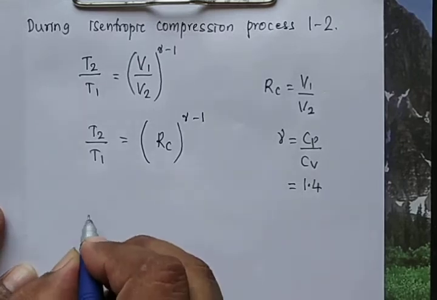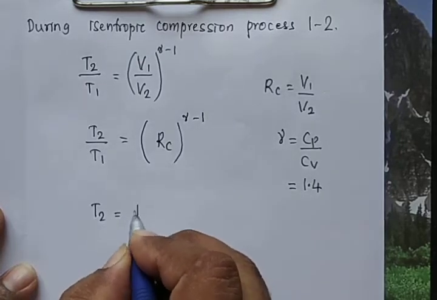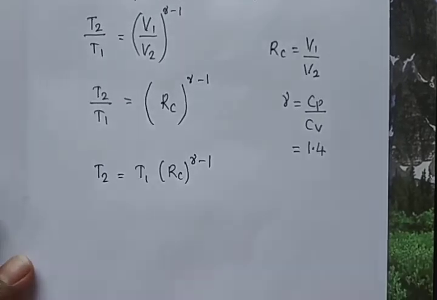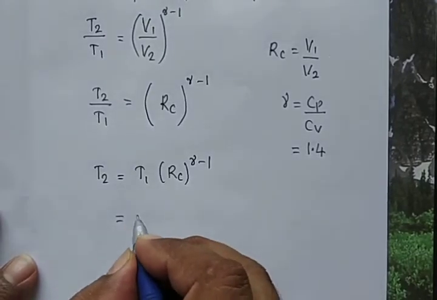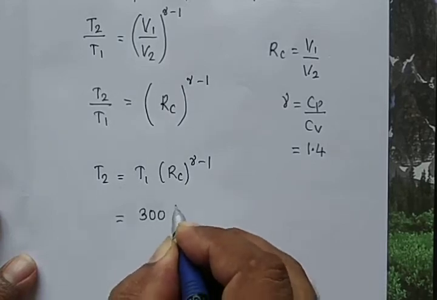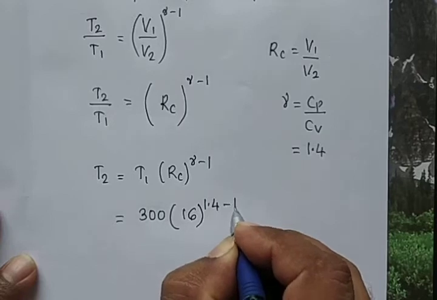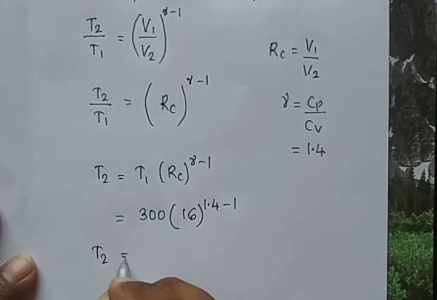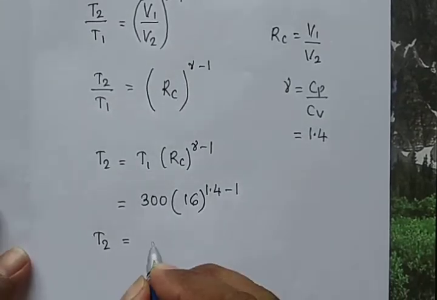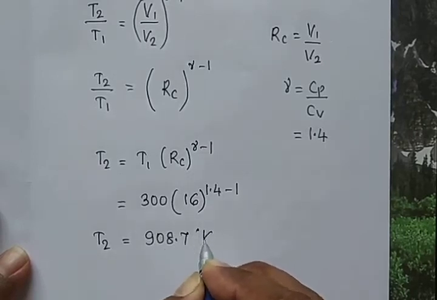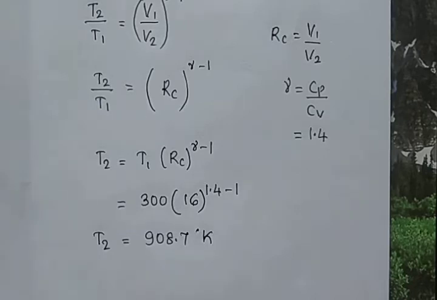So T2 will be equal to T1 into RC to the power gamma minus 1. That is, T1 is known to us, it is 300, RC is 16, whole raised to 1.1 minus 1, you get the value of T2. That is, you get the value of T2 as 908.7 degrees Kelvin.